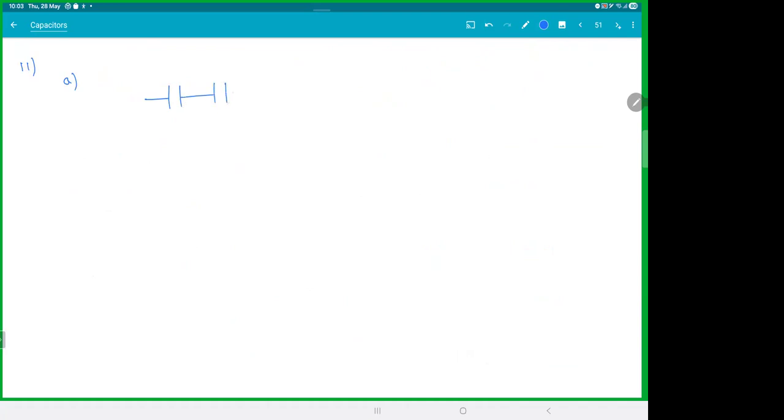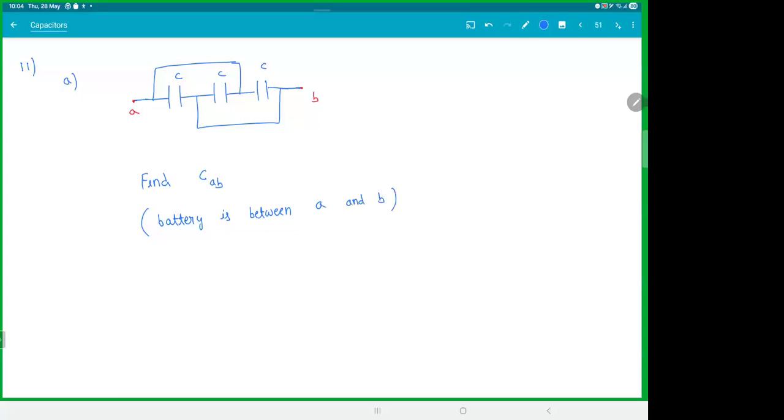So we have 3 capacitors. You connected a wire here, you connected a wire here. Capacitance is C, capacitance is C, capacitance is C. I'm not going to put a battery anymore. So A and B, these are the terminals. They'll simply ask you like this: find the capacitance between A and B. The meaning of this is you're going to connect the battery between A and B. So if you put the battery between A and B, what is the equivalent capacitor? How will you do this?